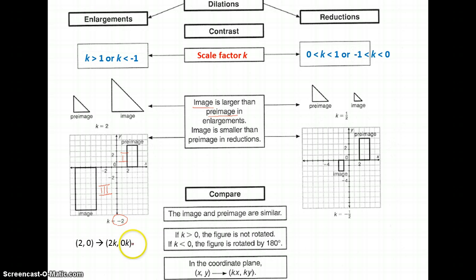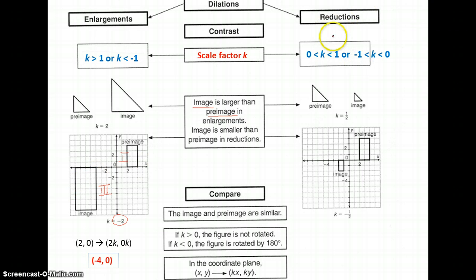So what will our new point be? Our new point is going to be -4, 0. We went over -4 and 0. So not only has the pre-image been dilated twice as large, it's also been rotated 180 degrees.